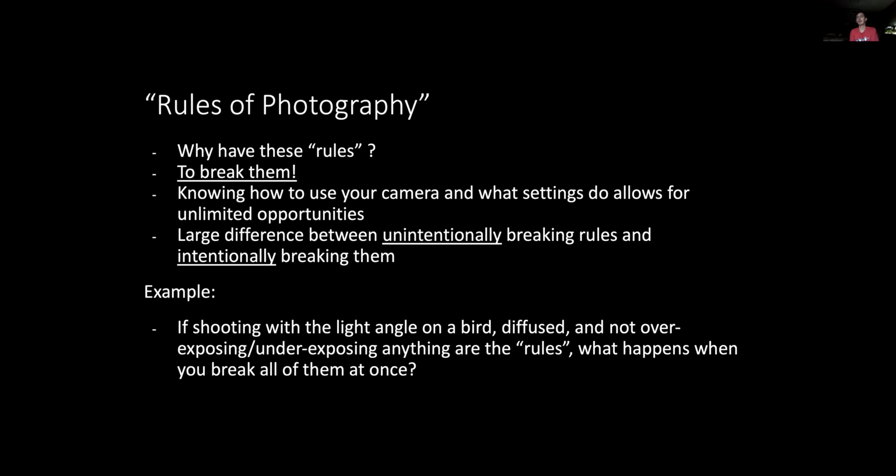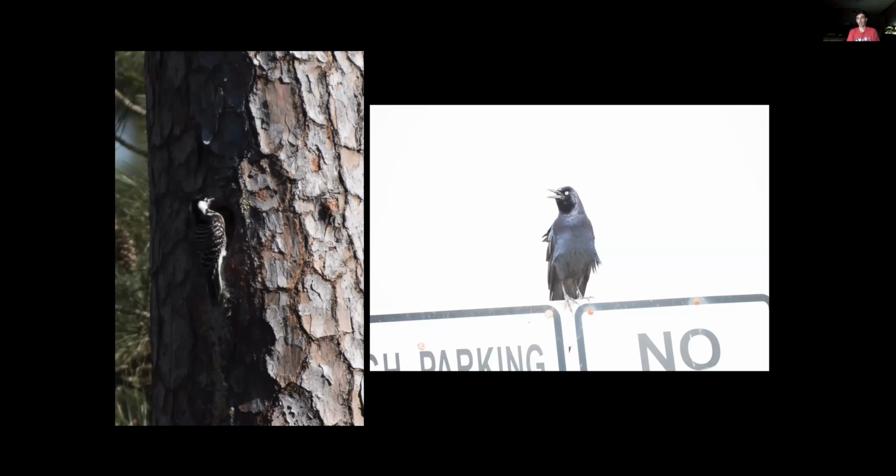So we've been talking about, for example, if you were to go shoot with the light angle directly on the bird and it's diffused, you're not overexposing or underexposing any of these particular areas. If these are the rules, then what does it look like if you go and break all of these rules? What can you do with that? And if you're not careful, you get this. You get a photo where this woodpecker has a bunch of very dark spots that you can't really see any detail in. You have some bright spots on the right side of the bark there. There's not much detail on the bird. It's kind of hard to even see what it is at first.